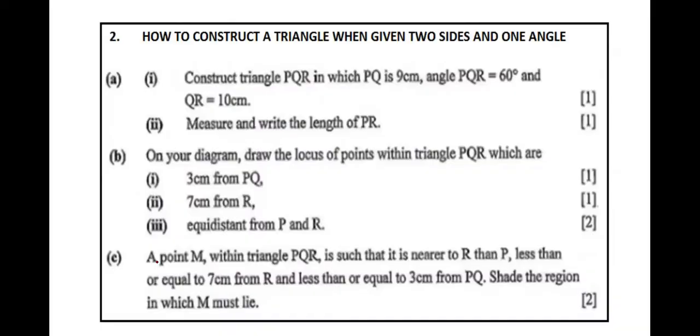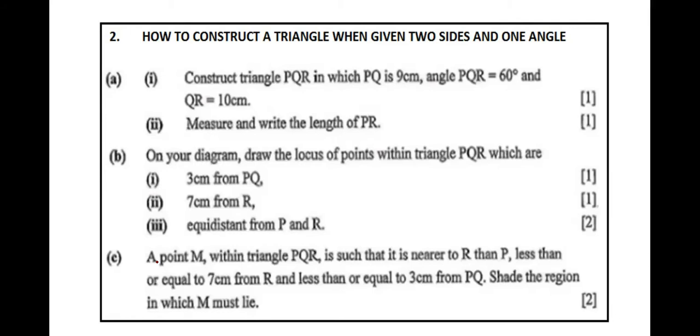Question 2. In this example, I'm going to teach how to construct a triangle when given two sides and one angle. The sample question reads, construct triangle PQR in which PQ is 9 centimeters, angle PQR is equal to 60 degrees, and QR is equal to 10 centimeters. Thereafter, you are required to measure and write down the length of PR. Then on your diagram, you draw the locus of points within triangle PQR, which are 3 centimeters from PQ, 7 centimeters from R, equidistant from P and R.